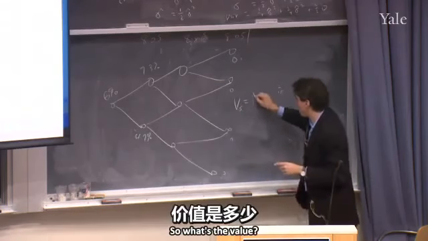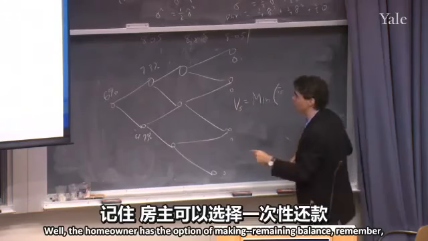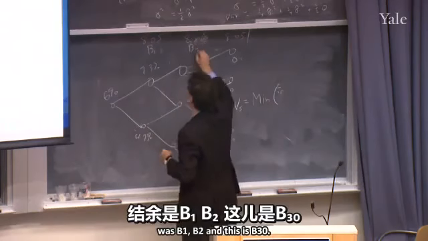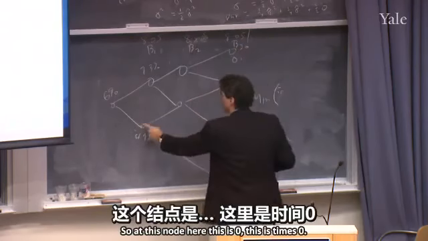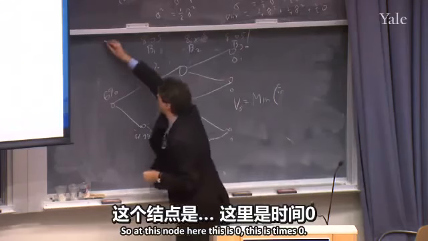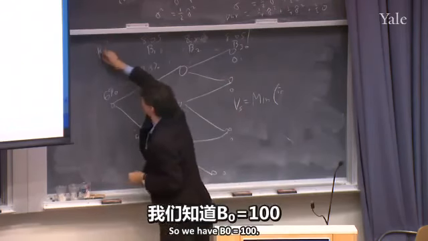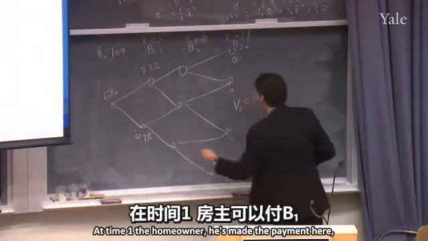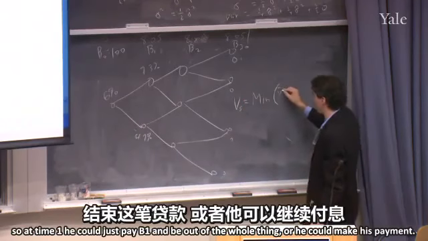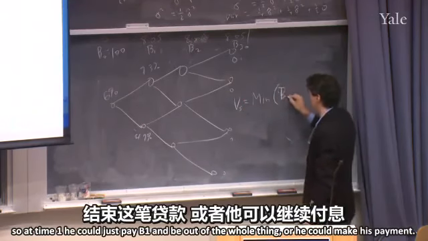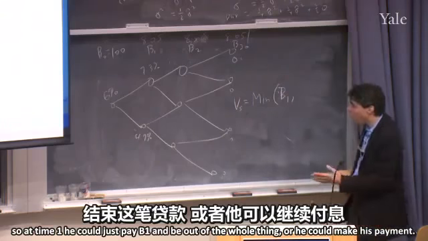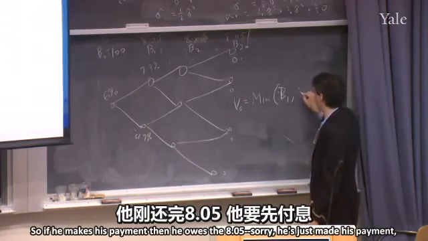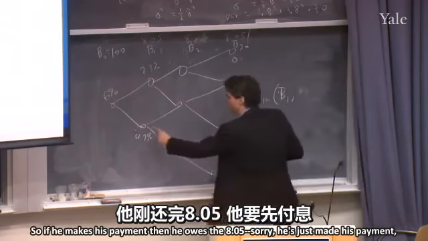So what's the value? Well, the homeowner has the option of paying the remaining balance, which, remember, was B1, B2, and this is B30. At this node here, this is 0. So we have B0 equals 100. At time 1, the homeowner has made the payment here. So he could just pay B1 and be out of the whole thing, or he could make his payment. So he's just made his payment.